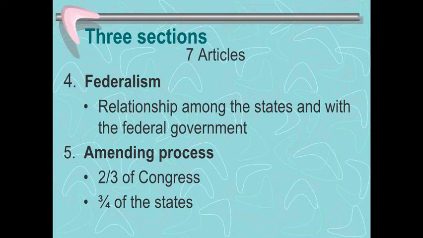Number 4 is federalism. Federalism is the relationship among the states and with the federal government. So how the federal government interacts with the states and vice versa. There are certain things that the states control and certain things that the national government controls. Number 5 is the amending process. So there's a particular process that happens when we change the Constitution, and that usually takes 2/3 of Congress approval and also 3/4 of the states.